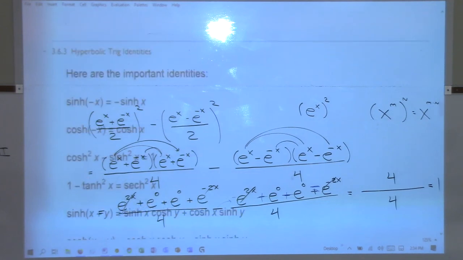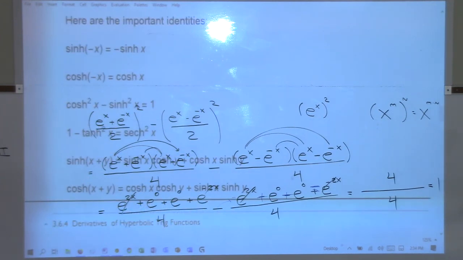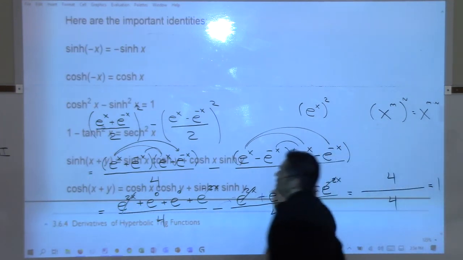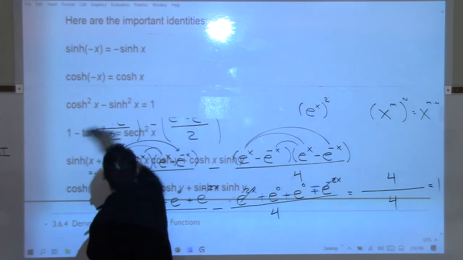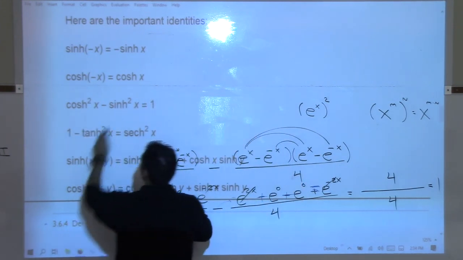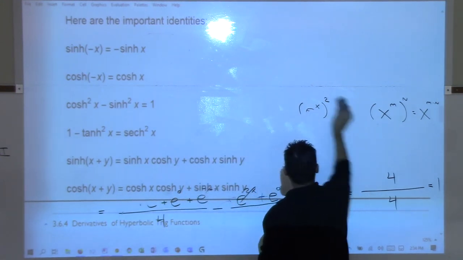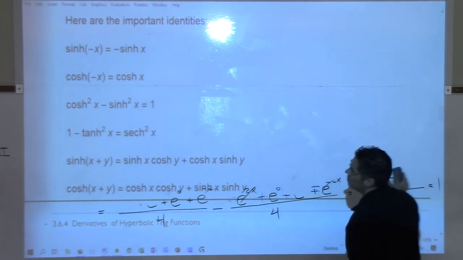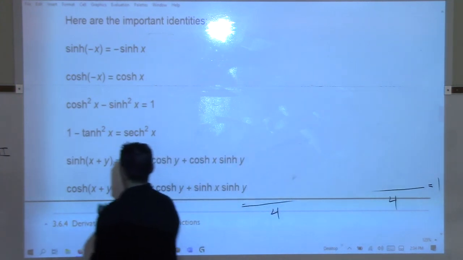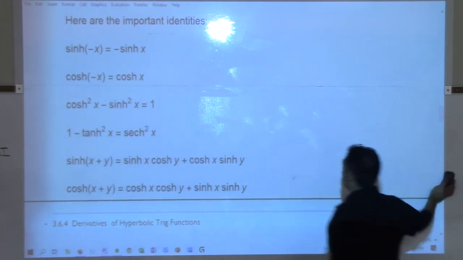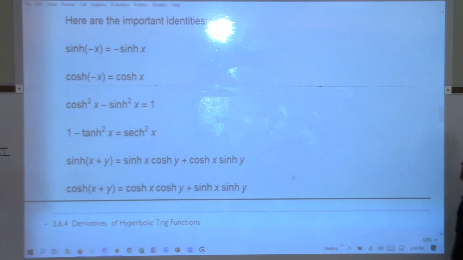So here are some important identities. We just proved one of them, right? We just proved this one. But there's some other ones that are important. What's that first property? Sine hyperbolic negative x equals negative sine hyperbolic x.